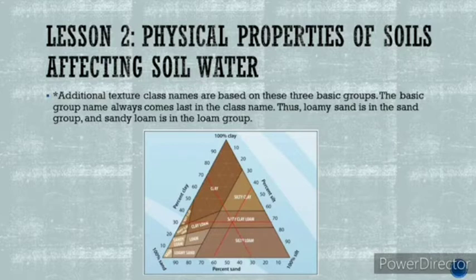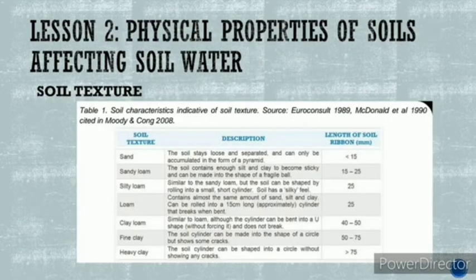Additional texture class names are based on these three basic groups. The basic group name always comes last in the class name. Thus, loamy sand is in the sand group and sandy loam is in the loam group. Table 1 shows soil characteristics indicative of soil texture.